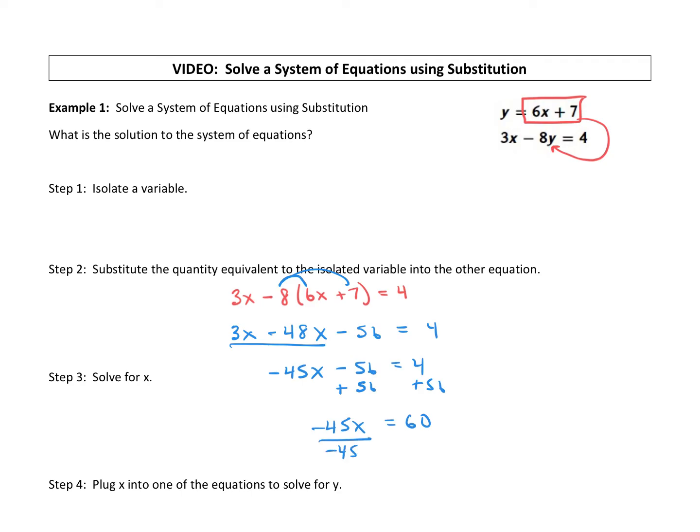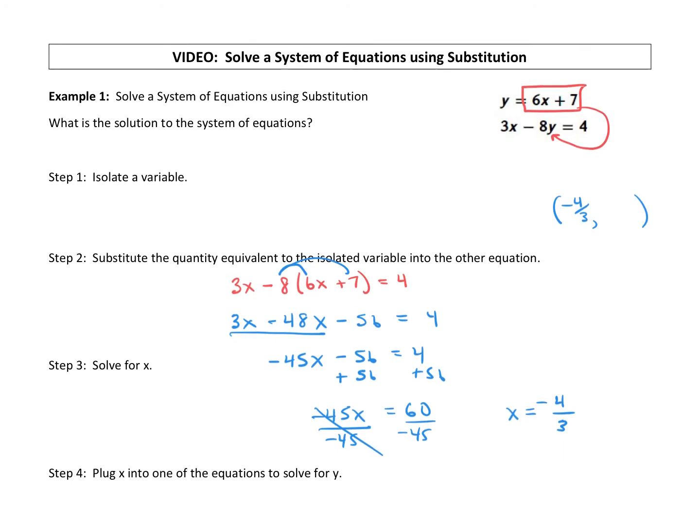Divide both sides by negative 45. And you're probably thinking, oh, it doesn't divide, but that's okay. We can have a fraction answer. 60 over negative 45, both of these will divide by 15. If we take 60 and divide by 15, we get 4. 45 divided by 15 is 3. And then that is going to be a negative fraction. So negative 4/3. So we found half of our solution. Remember, it's an ordered pair. We know that the x is a negative 4/3, and then we just need the y.